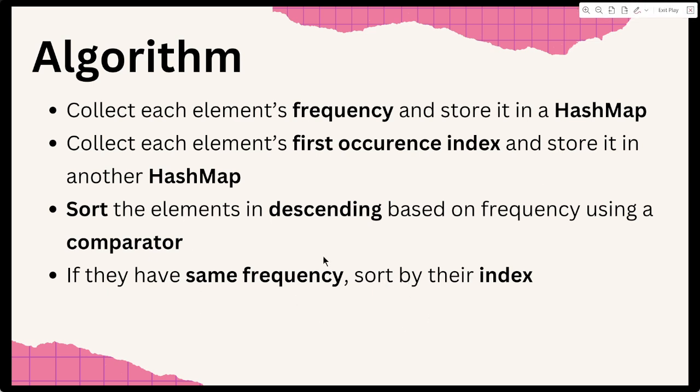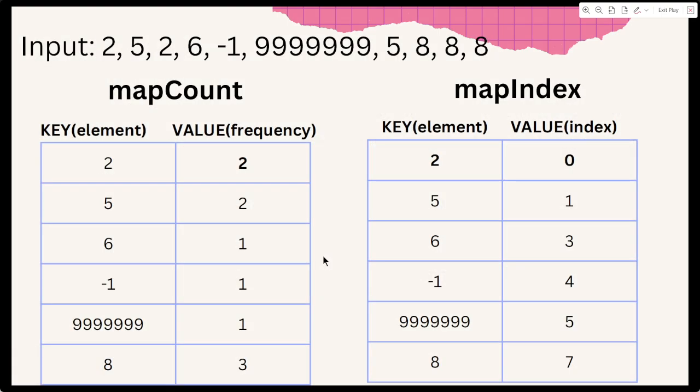Now let's see how the hash map is populated. Okay, this is our hash map. We are taking two hash maps: one is map count and another is map index. As I said before, map count will store the element and its frequency. Map index will store the element and its first occurring index. If you see, the first element is 2. 2 has occurred twice, so the frequency is stored here. And 5 has occurred twice, so 2 is stored here. 6 has occurred once, so you store the frequency as 1. -1 has occurred once, so you store it as 1, and the last has occurred thrice. I hope you understand this.